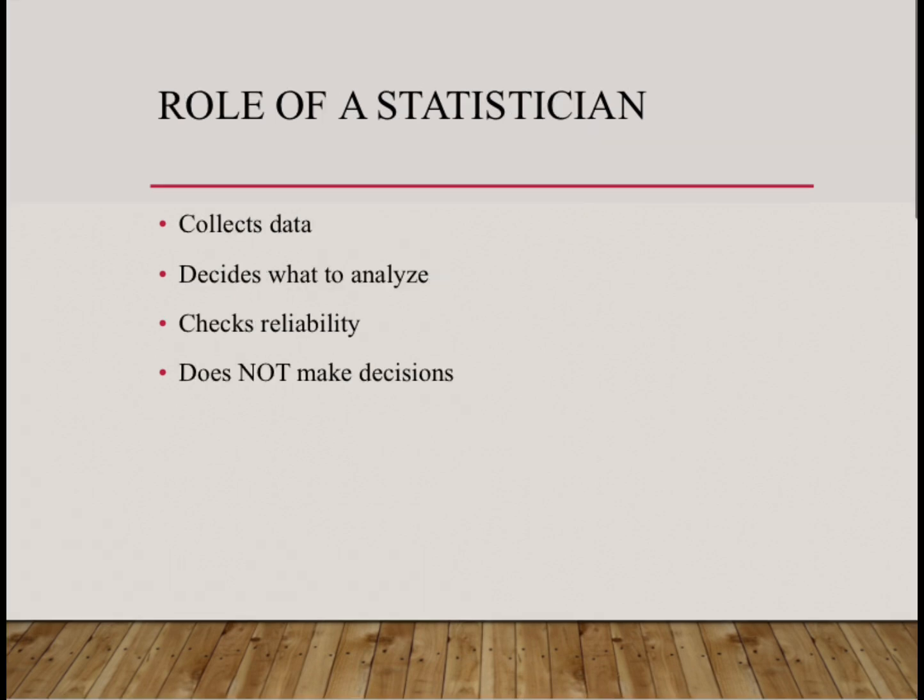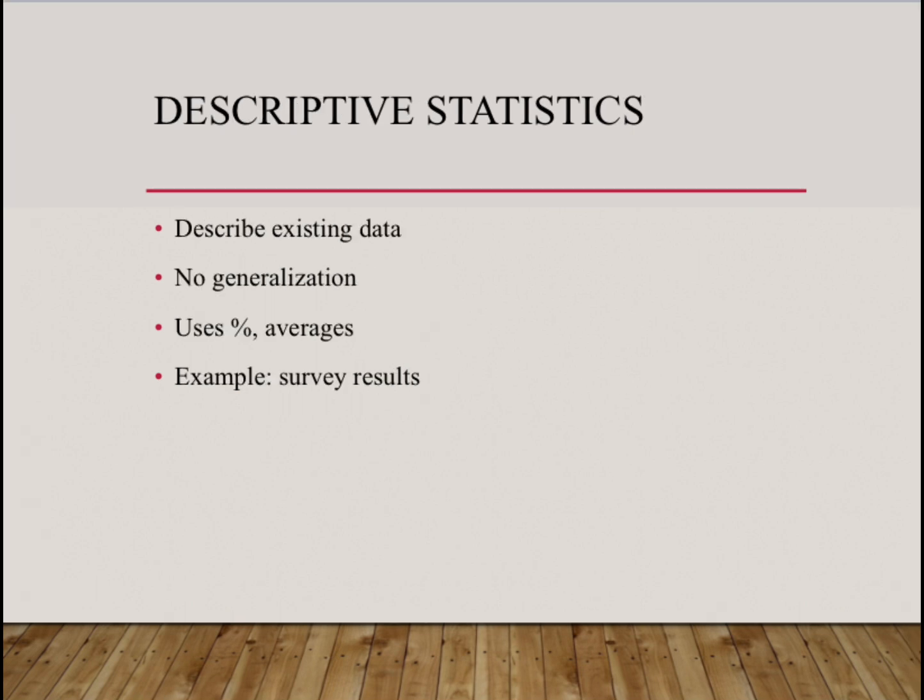First, we need to understand what a statistician does. A statistician decides what data should be collected. They collect data and analyze it carefully. But a statistician does not make decisions. They only provide results.